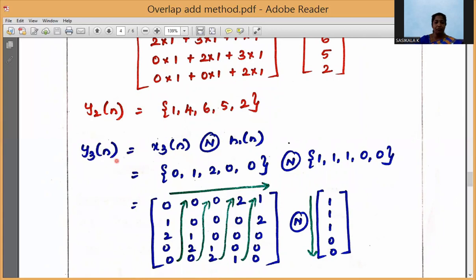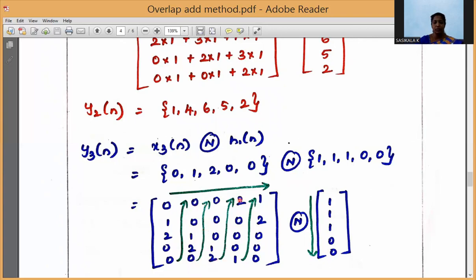Now what is y3 of n? y3 of n is equal to x3 of n, circular convolution of h1 of n. x3 of n's value is 0, 1, 2, 0, 0, circular convolution of 1, 1, 1, 0, 0. So here again you have to write this into a 5 by 5 matrix. So 0, 1, 2, 0, 0. So this 0 is taken here. So 0, 1, 2, 0. The next one, 0 goes here. Again 0, 0, 1, 2.